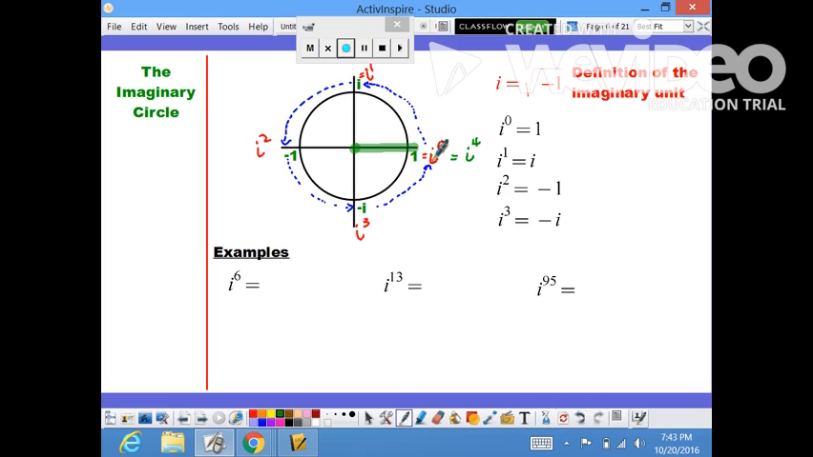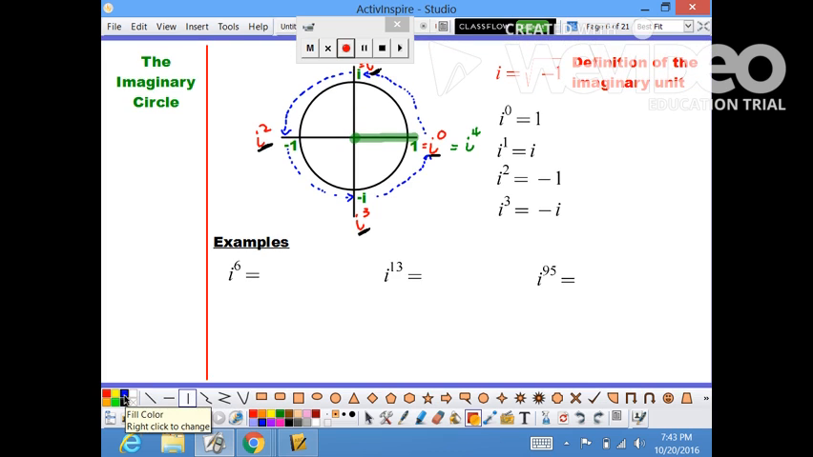All right? When we have i to the power of 0, that's 1. When we go around from i to the power of 0, we have i to the power of 1, that's i. i squared, or i to the power of 2, that's -1. i to the power of 3 is -i. And then we get back to i to the power of 4, which is where we started, and that's still 1 again. Okay?